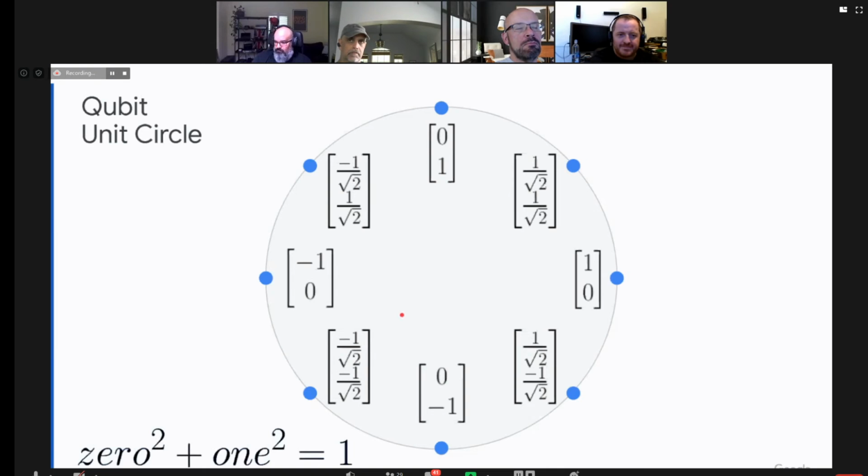Just looking forward as a bit of a spoiler, a qubit can be any of these states on this unit circle. And so all of the operations that we deal with are basically rotations around this circle. This is what it means to compute with quantum computers.